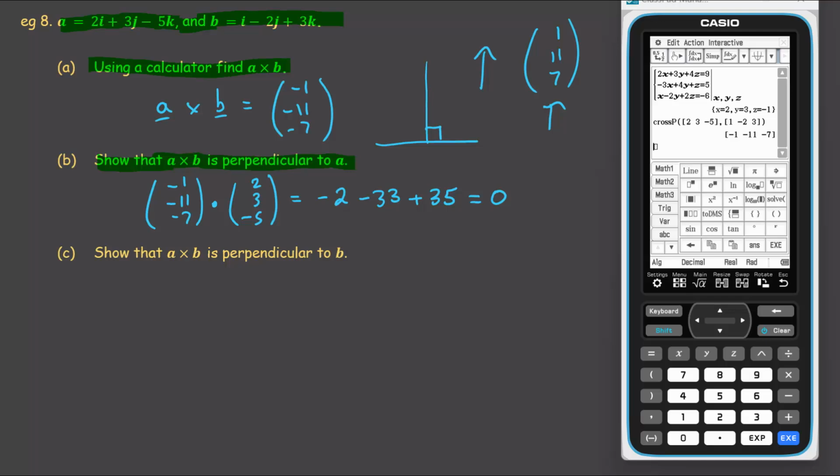So let's do the same thing to show that it's perpendicular to B. And so we've got negative 1, negative 11, negative 7, and dot that with 1, negative 2, 3. So that's negative 1, add 22, take away 21, and we can see that is also equal to 0.